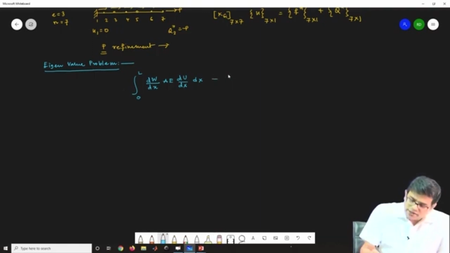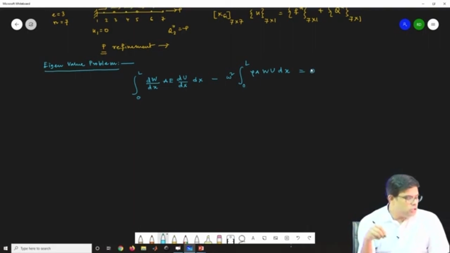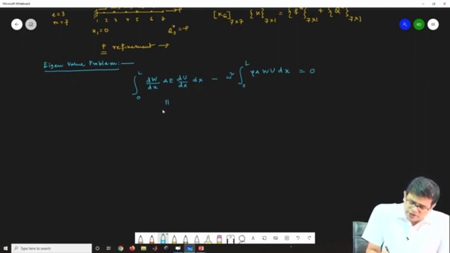So this is minus omega square, where omega is the natural frequency, times the integral from 0 to L of rho A W u dx. Rho is the mass density and A is the area. So this is my weak form. Now, similar to the previous case, this will give me a stiffness matrix Ke multiplied by my u vector, element-wise.